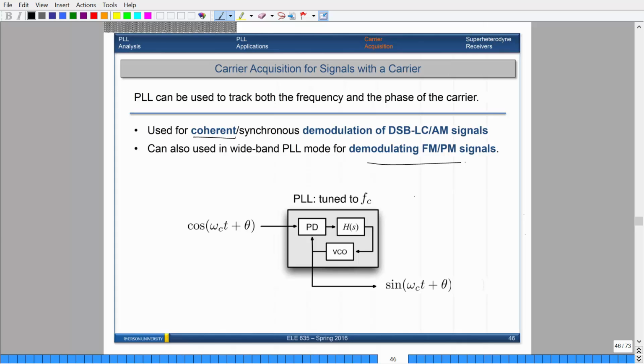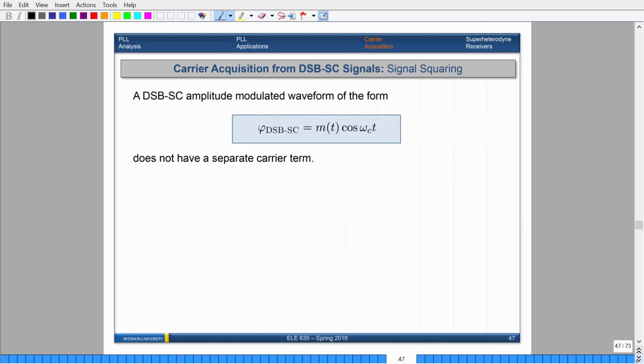So there's two different applications, but the point is to generate a carrier such that it matches the input carrier frequency. So, okay, let's talk about demodulating a double sideband suppressed carrier signal. We're going to perform carrier acquisition, or generating a carrier on the receiver end that matches the carrier frequency that's coming into the input.